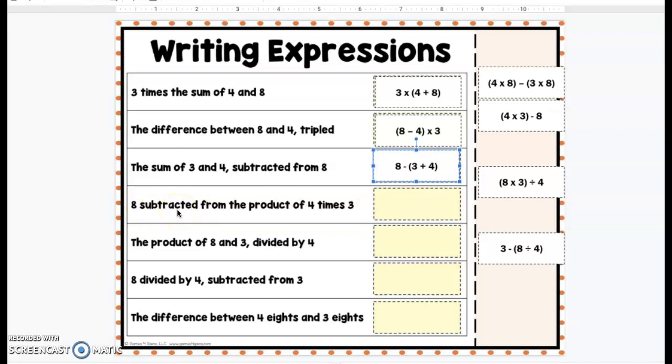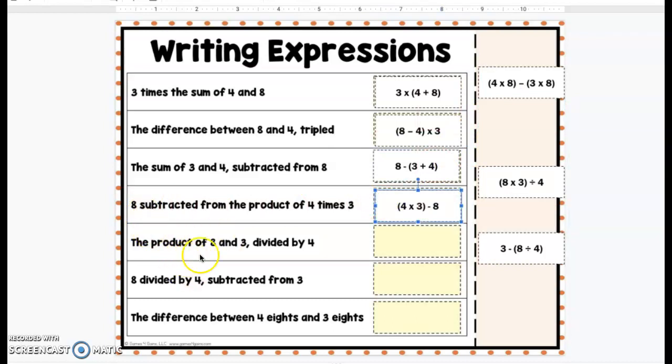8 subtracted from the product of 4 times 3. So it needs to say 8 minus 4 times 3. Let's see the one that has 4 times 3 and then 8 is subtracting from it. Ooh, that one right here looks like it.